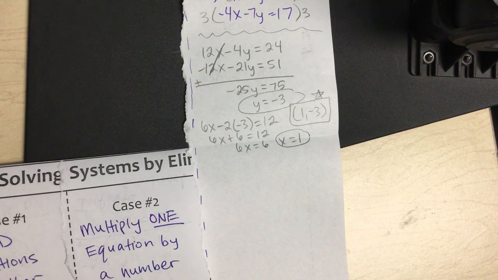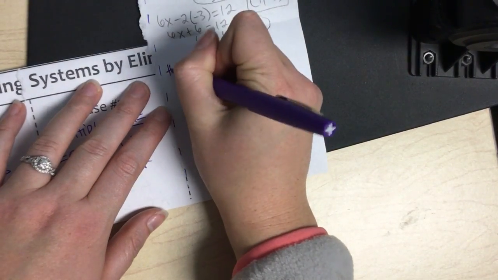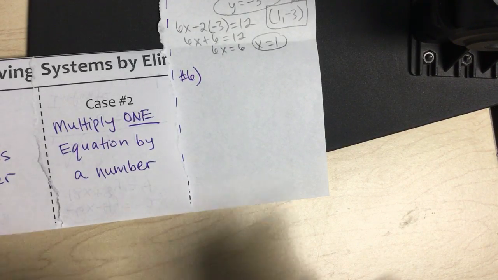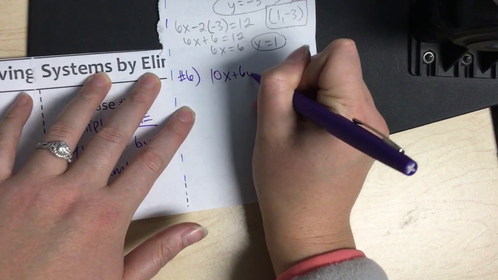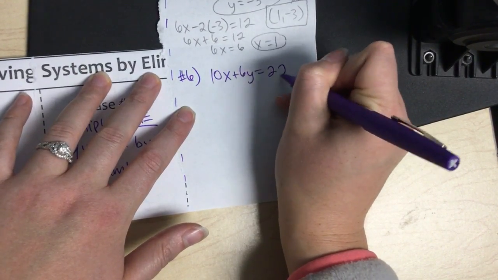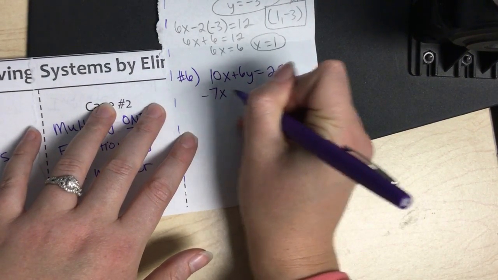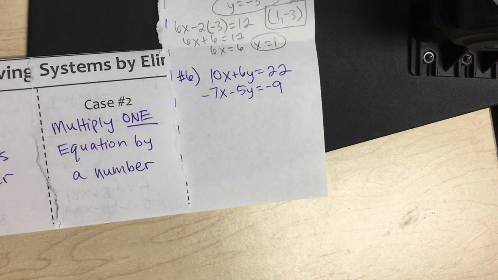All right, looking good. Okay, we've got one more, and then we are done for the day. All right, number 6. Number 6, let's try 10x plus 6y equals 22. And negative 6x minus 5y equals negative 9.